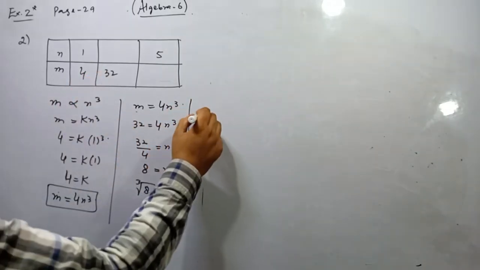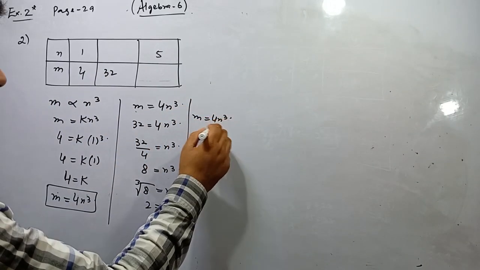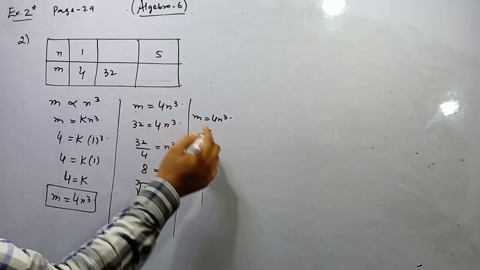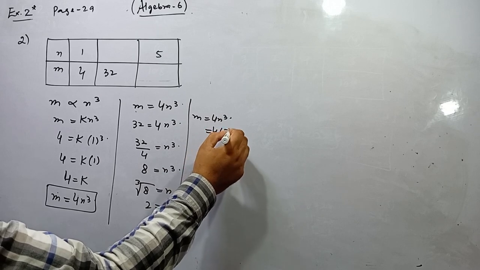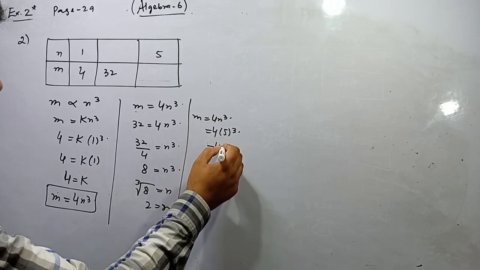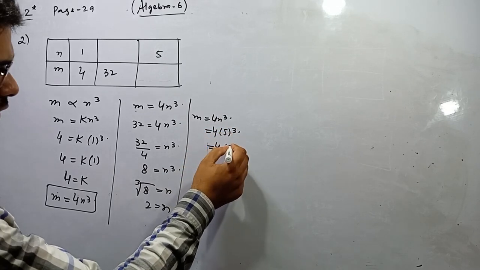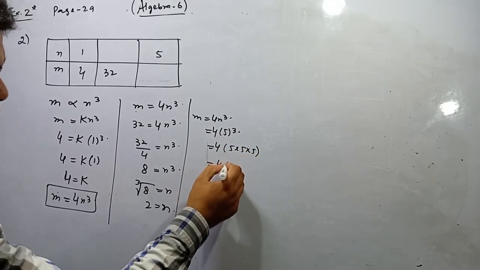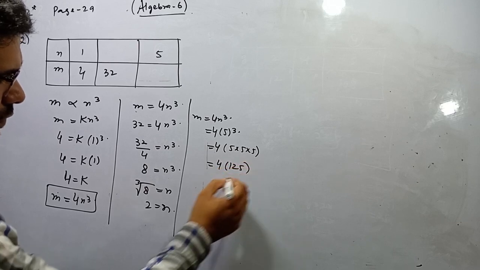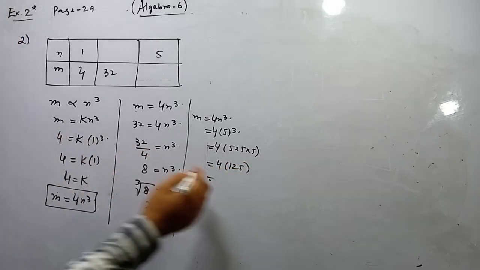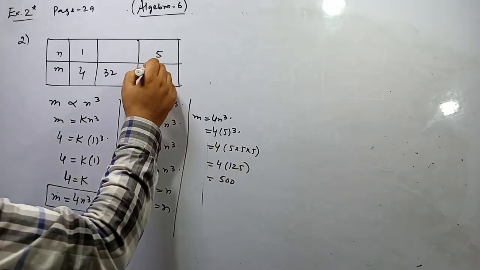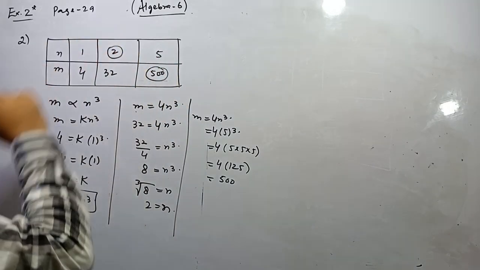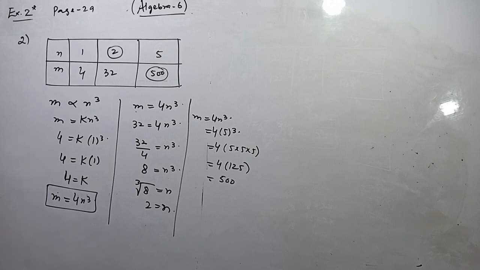Next, M is equal to 4 n cube. We need to find the value of M here. So n is equal to 5 cube. So it's 4 into 5 into 5 into 5. That is 5 5s are 25, 4 into 125. So that is 500. So we will get here the 500 and here we will get 2. This is the question number 2.